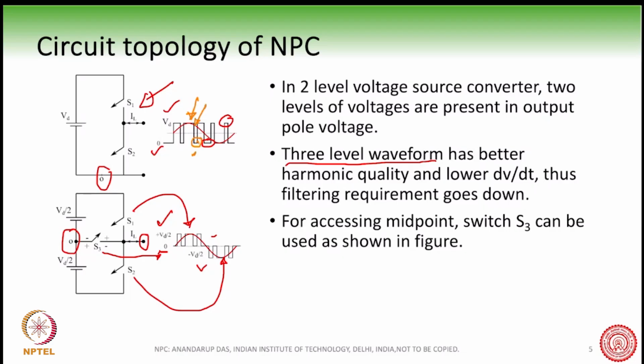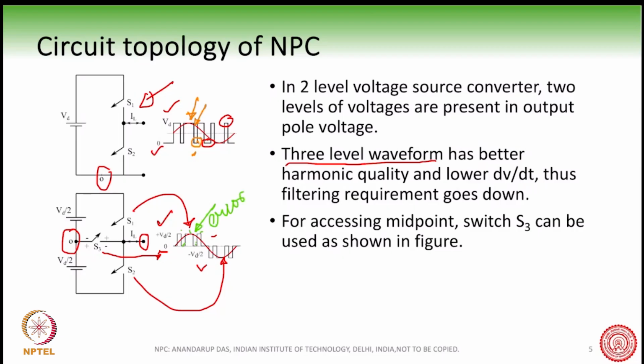On the other hand, if you see this condition, the desired waveform is the red one as before, but now the voltage is fluctuating in the positive half cycle. It is fluctuating between 0 and Vd by 2. So the instantaneous error is less.